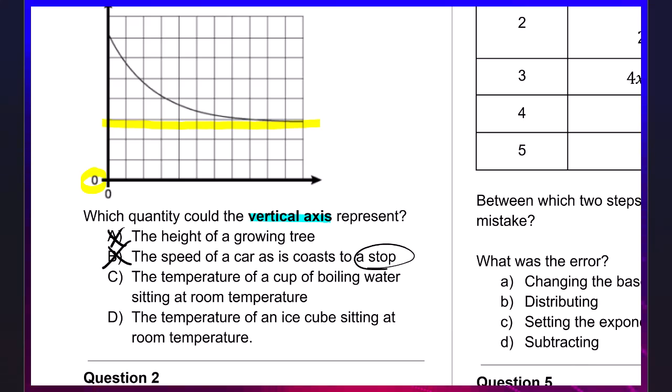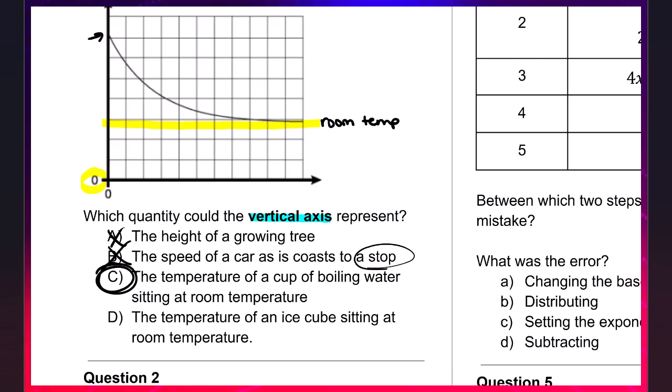C is the temperature of a boiling cup of water sitting at room temp. Now this one makes sense. So this is how much it's going to be when you sit it down. It's boiling, it's going to cool off, and then this right here is your room temperature. So anything that's cooling off is going to have that exponential decay, and if it's cooling to room temperature, that asymptote is going to be above your x-axis. So C is definitely what we're looking for.